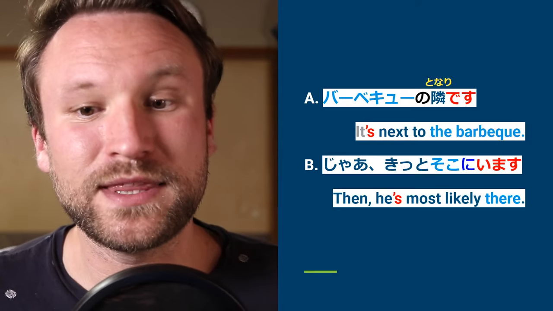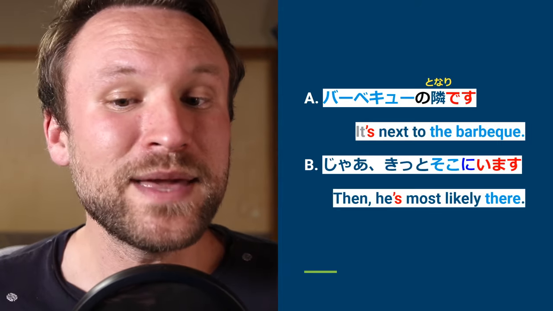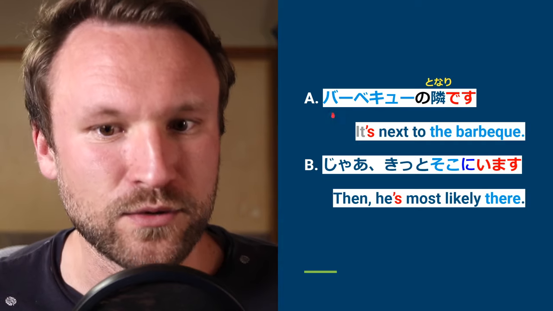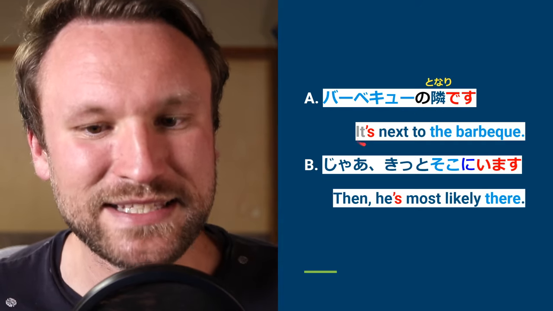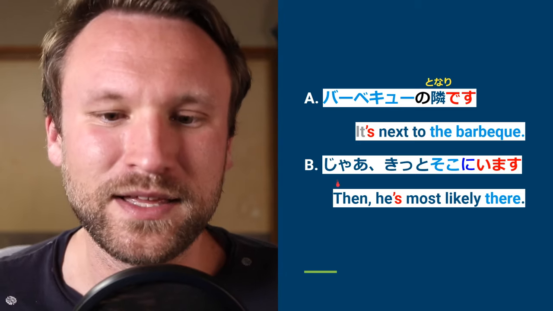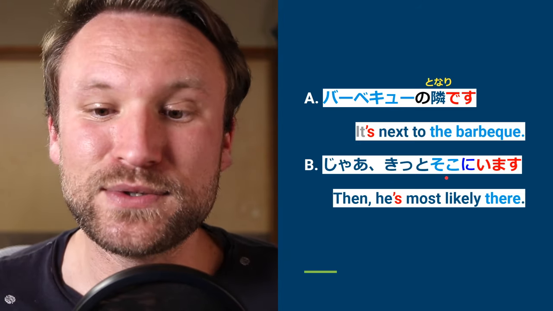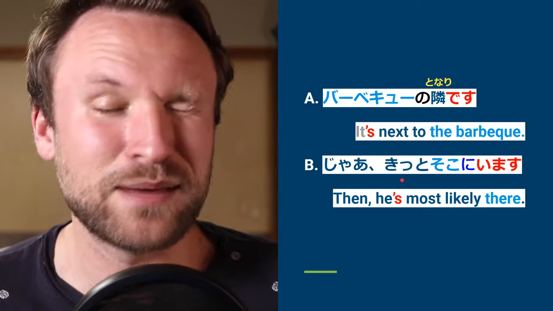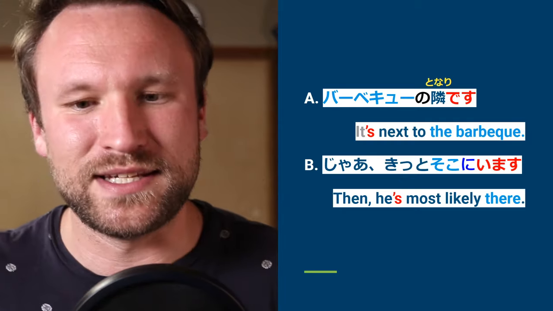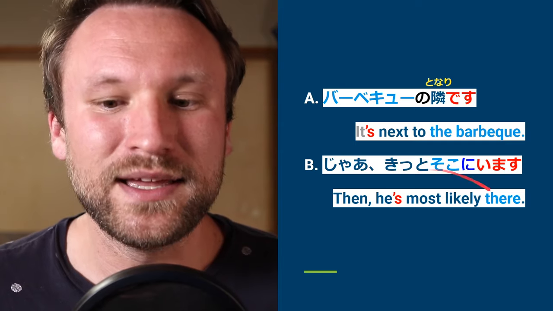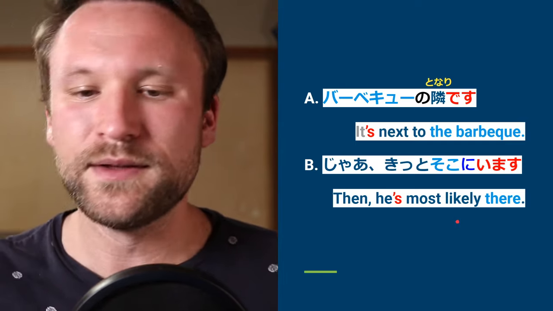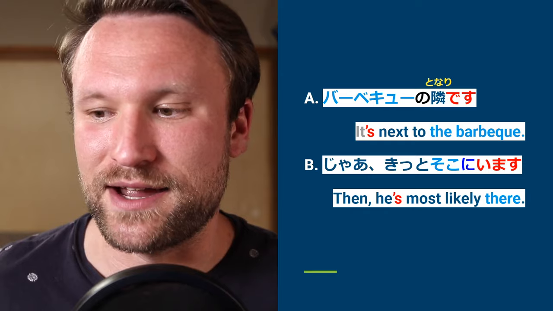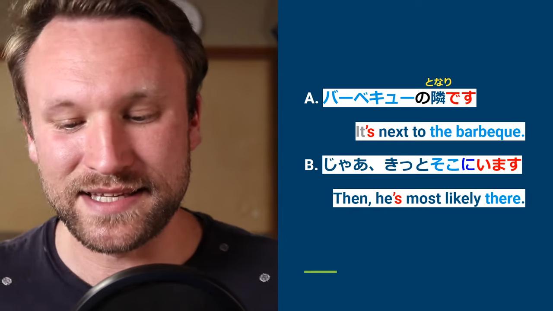I'm not going to go over that for too long, but the next sentence we use a location word again. So, barbecue no tonari desu. So here you have tonari, which means next to the barbecue. Barbecue no tonari desu. It's next to the barbie. Ja, kitto soko ni imasu. All right, here's a new word that you probably haven't seen yet and has not shown up in Genki yet, and it probably won't, but I like it, so I've included it here. That word is kitto, which means most likely or probably. Kitto soko ni imasu. Then he's most likely there. And that is the end of that section.